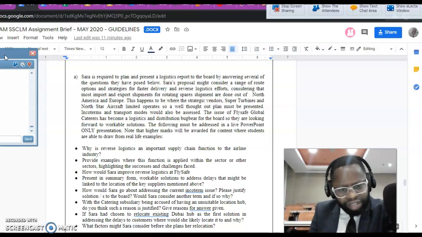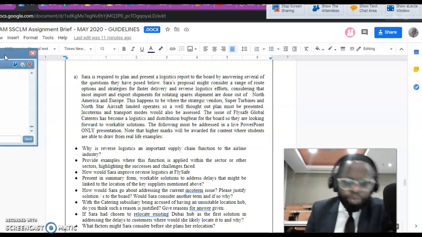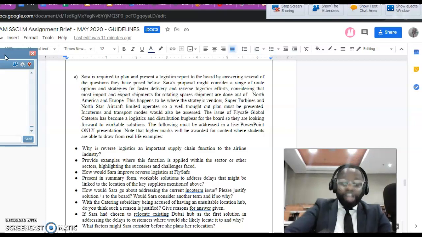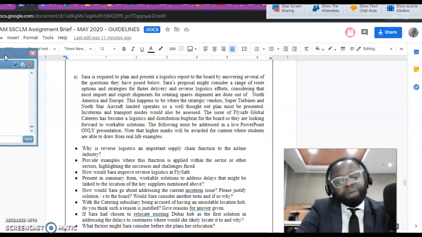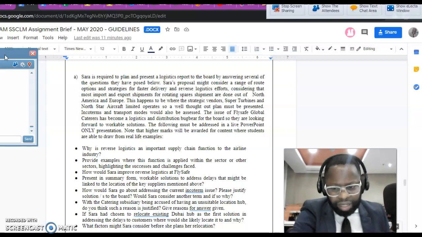Listen carefully. The other item is this: provide examples where the function is applied within the sector or other sectors, highlighting the successes and challenges. Which other sector is reverse logistics applied in? Remember, I highlighted something.